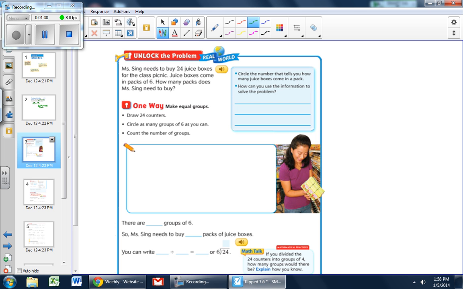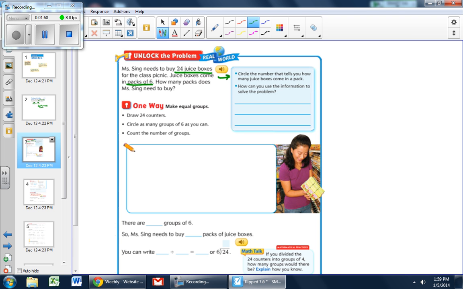Okay, let's look at our first lesson page. You should be on page 273. Ms. Singh needs to buy 24 juice boxes for the class picnic. Juice boxes come in packs of 6. How many packs does Ms. Singh need to buy? They start with circle the numbers. We just underlined them. And how can you use the information to solve the problem?